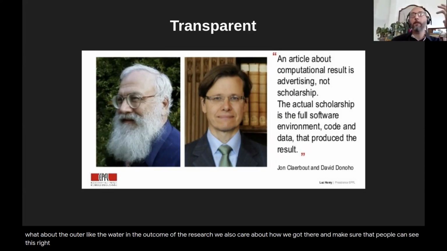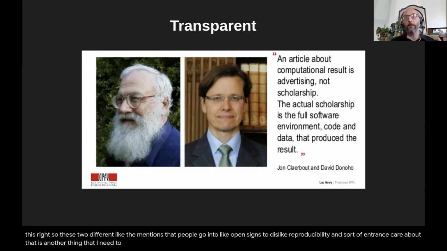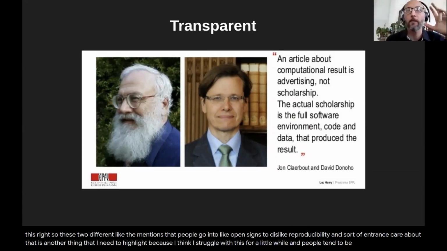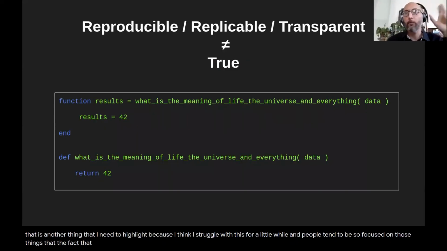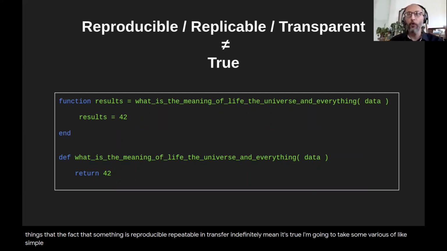Right. So these are some of the different dimensions that people coming into open science through this reproducibility entrance care about. But there's another thing that I need to highlight, because I think I struggled with this for a little while and people tend to be so focused on those things: the fact that something that is reproducible, replicable, and transparent doesn't necessarily mean it's true. I'm going to take a very simple pseudocode example to highlight what I mean by this.